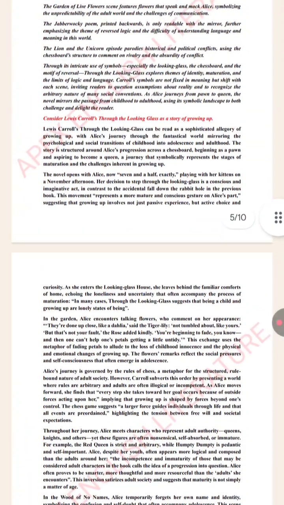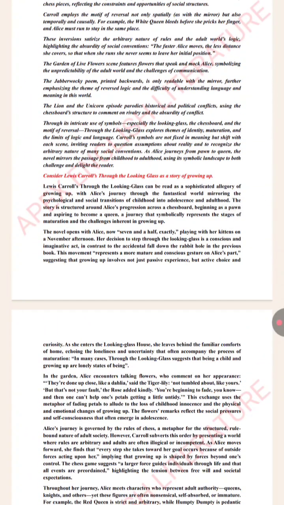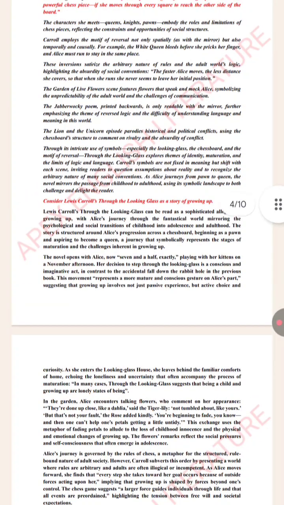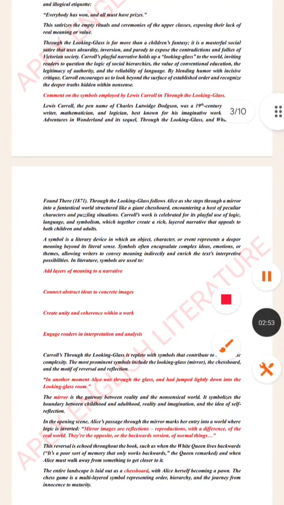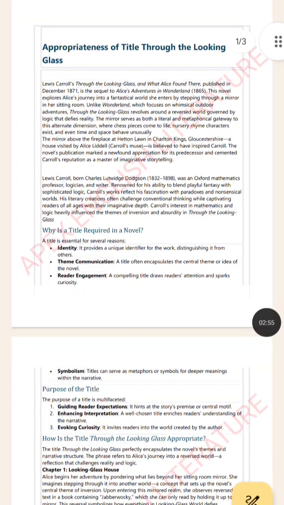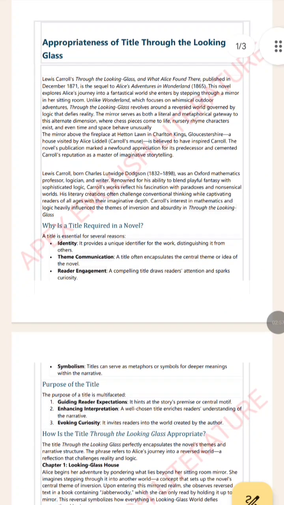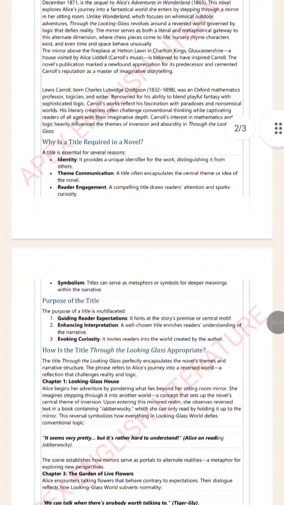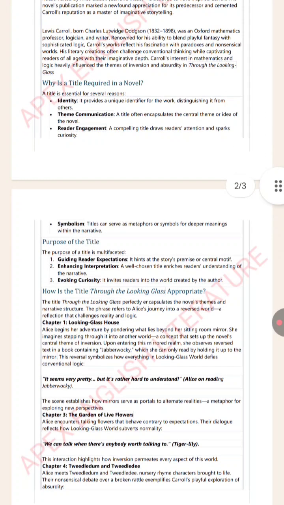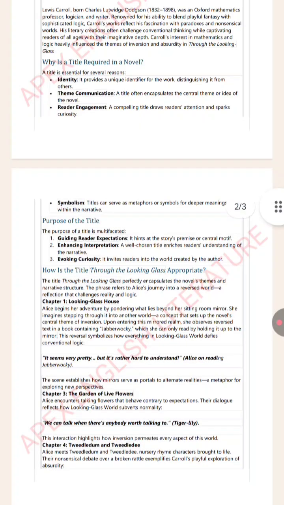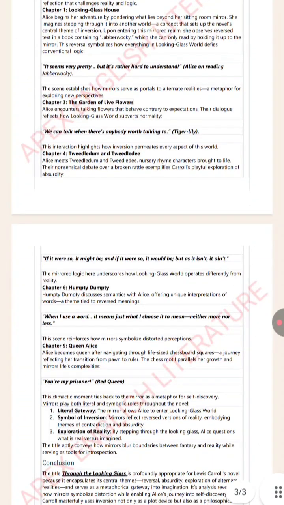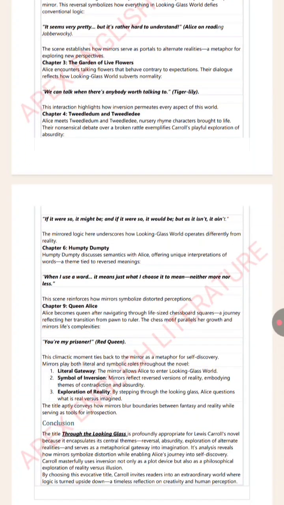And the most important ones, I think, are social satire, the mirror world and the story of growing up. I think these three will be enough for this topic. And also the appropriateness of the title of Through the Looking Glass: why a title is required in a novel, the purpose of the title, how the title Through the Looking Glass is appropriate, what are the major themes that are significant to the title, all these things.